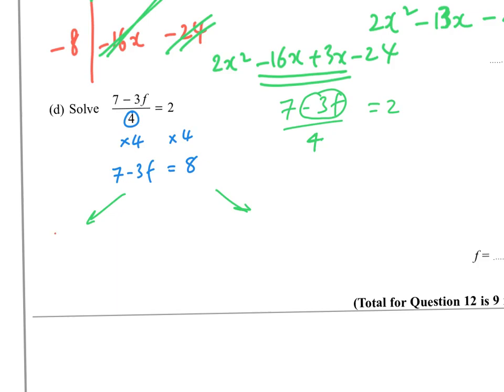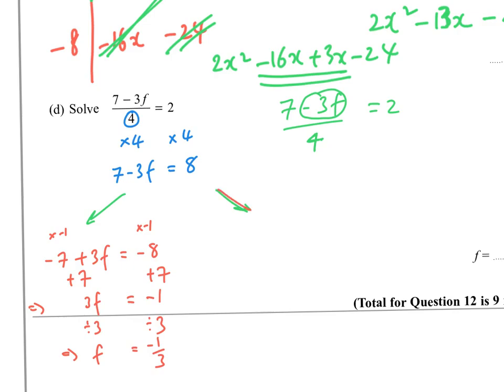So I then from here would probably go in two different ways now. I think the first way is I'd times both sides by -1, and I'd have -7 plus 3f equals -8. Then I'd add 7 to both sides, and that would give me 3f equals -1, divide by 3, and so f would be minus a third. Or from here I could add 3f to both sides, and I'd have 7 equals 3f plus 8, then take away 8 from both sides, and that would give me -1 equals 3f, and then divide by 3.